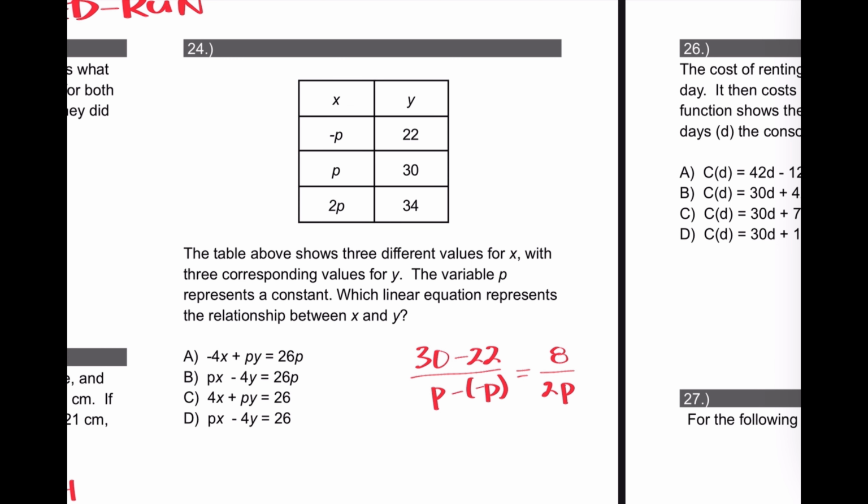So we want to find the slope of this using y minus y over x minus x, and we're just going to leave the variables in there. So you can see I've done the 30 minus 22, which is 8, over x minus x. So p minus negative p, which would actually be 2p. And so this is going to simplify to actually 4 over p. That's my slope.